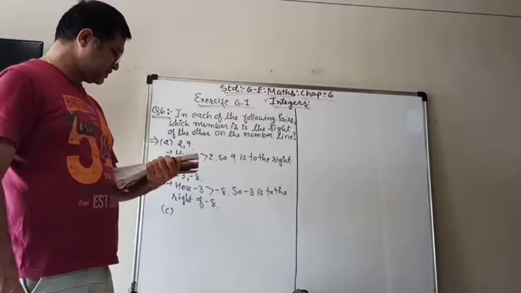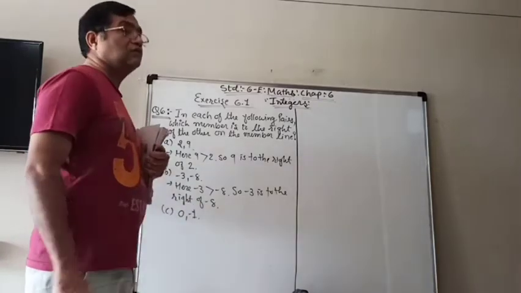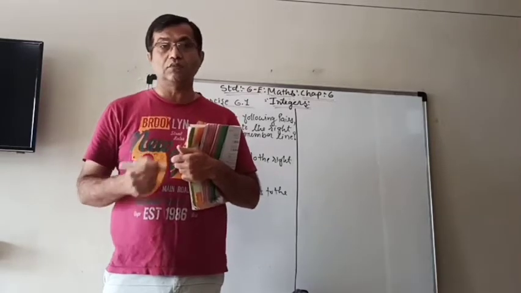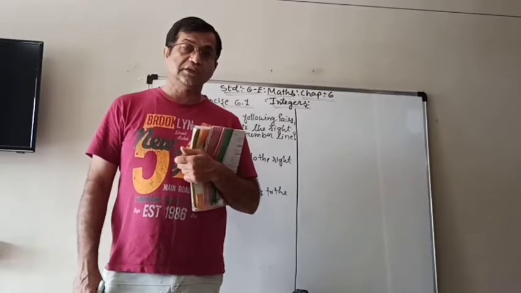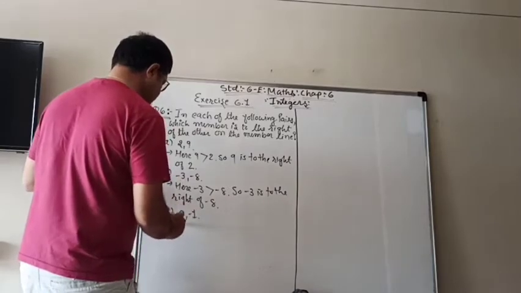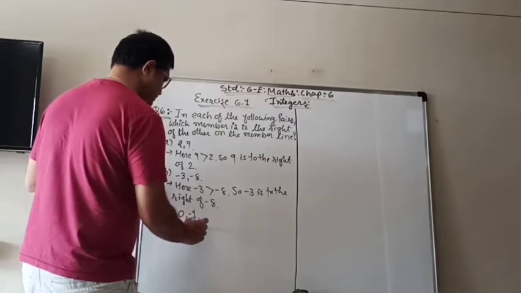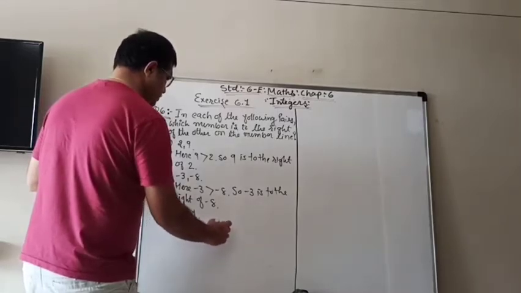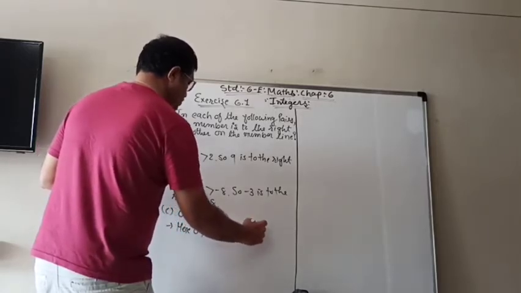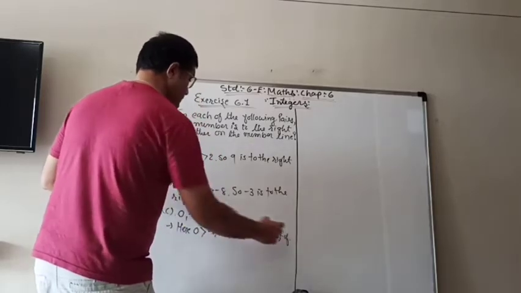Third pair is 0, -1. Now we know that 0 is greater than all the negative numbers, negative integers, and therefore obviously 0 is greater than -1. So here 0 is greater than -1. So 0 is to the right of -1.